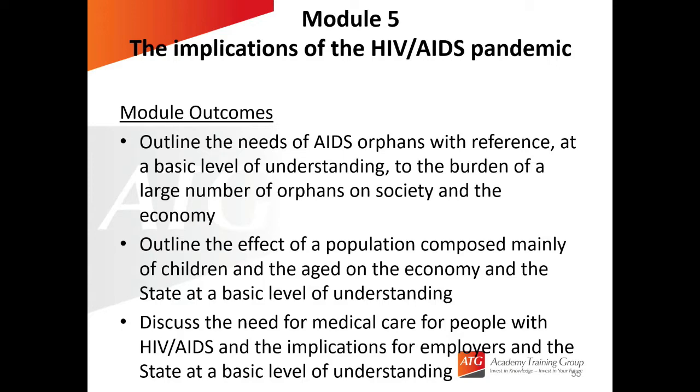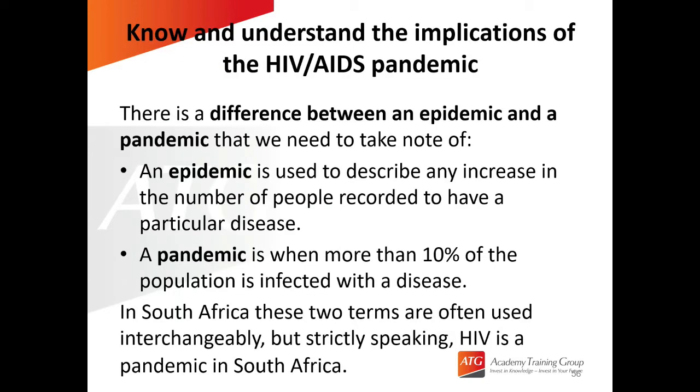Outline the effect of a population composed mainly of children and the aged on the economy and also the state at a basic level of understanding. And then discuss the need for medical care for people with HIV/AIDS, as well as the implications for employers and the state at a basic level of understanding. Know and understand the implications of HIV/AIDS pandemic.